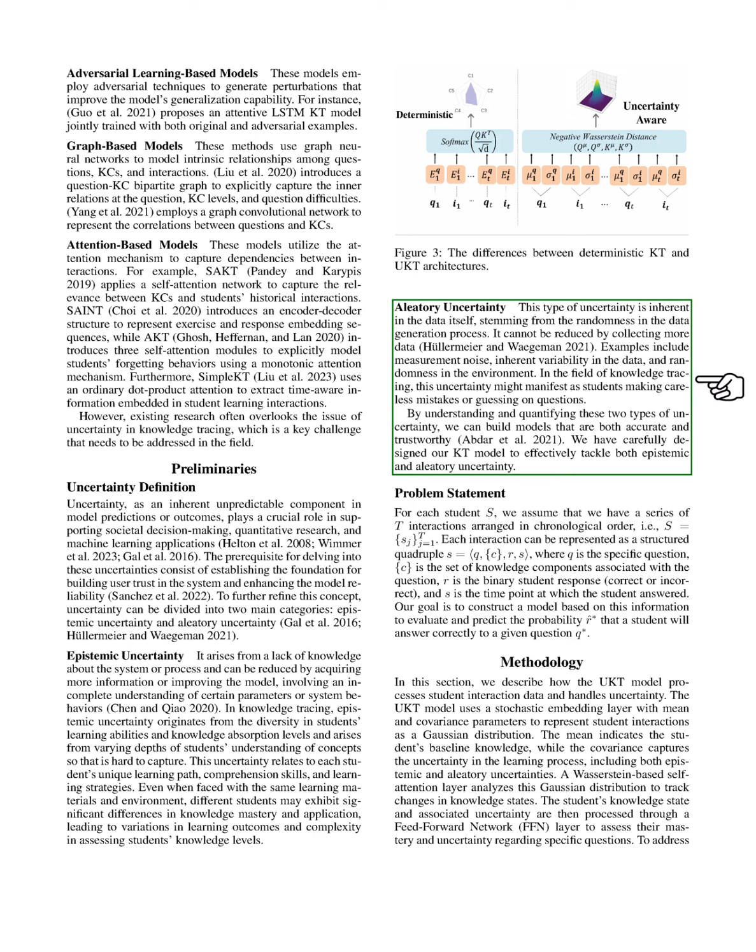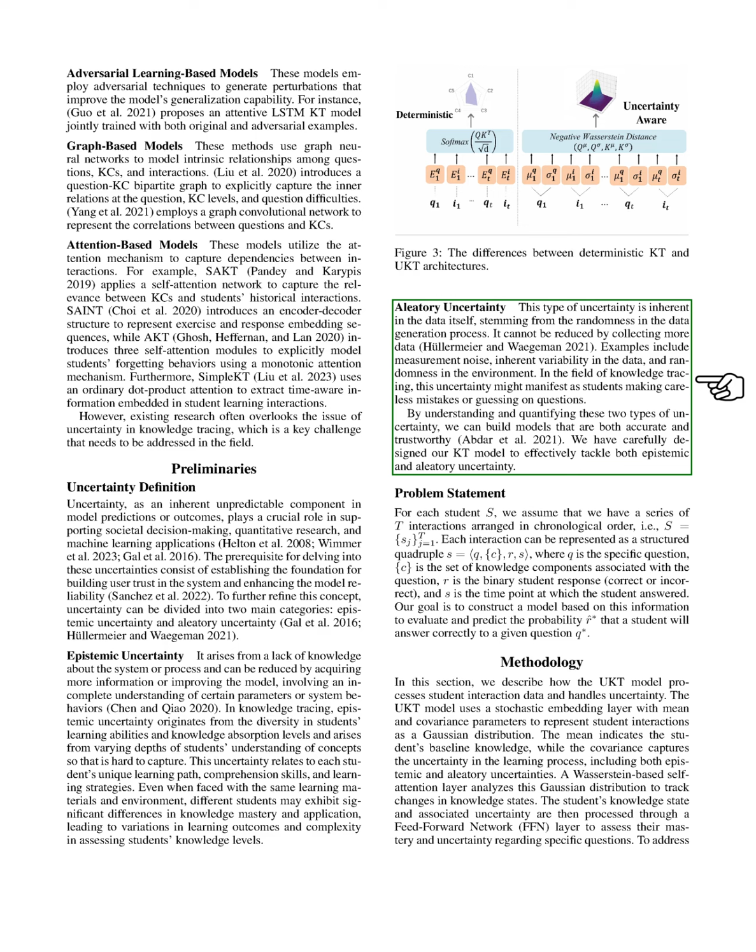Aleatory uncertainty is inherent in the data and cannot be minimized by collecting more data. It includes randomness in the data generation process, such as careless mistakes or guessing by students. By recognizing and measuring these uncertainties, we can create models that are both accurate and trustworthy. We have designed our KT model to effectively address both types of uncertainty.